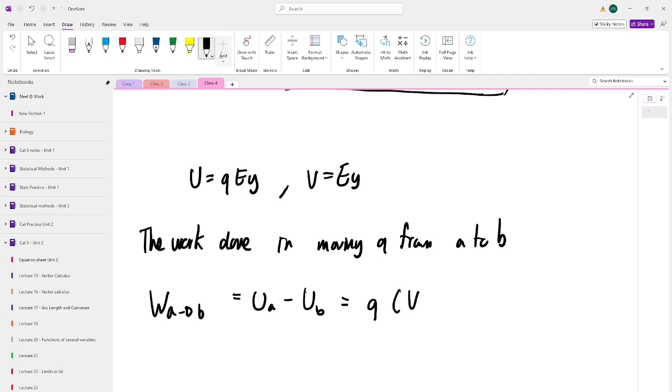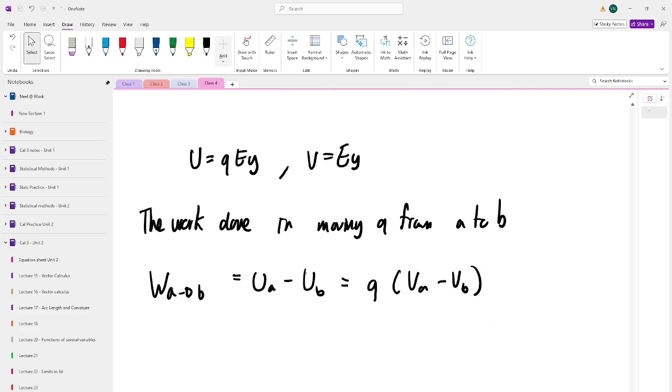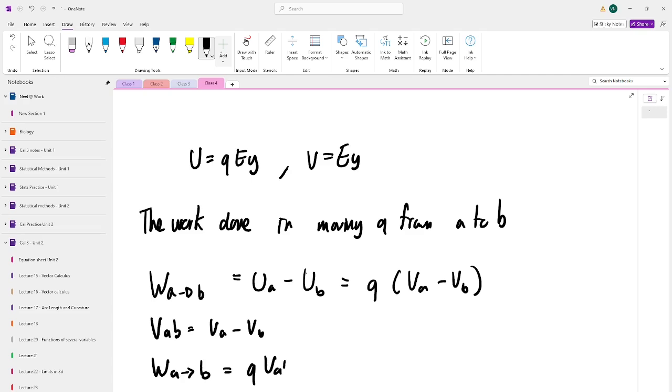And then we can factor out Q, right? Because I skipped a step here, but U is equal to QEY, right? And EY is equal to V. So U is equal to QV. And then I'm factoring out the Q. So I'm just getting V inside the parentheses. And then we can define VAB as being VA minus VB, such that the work done from A to B is going to equal QVAB.